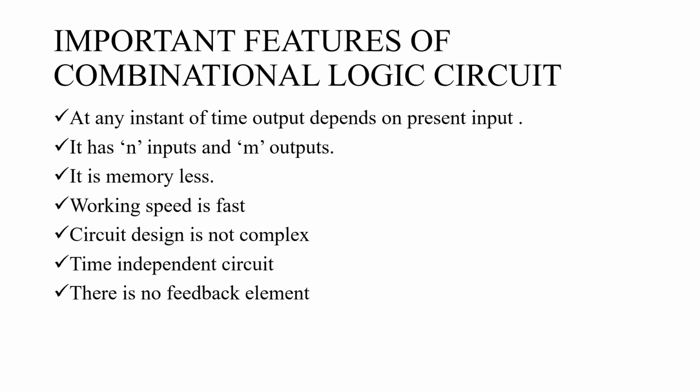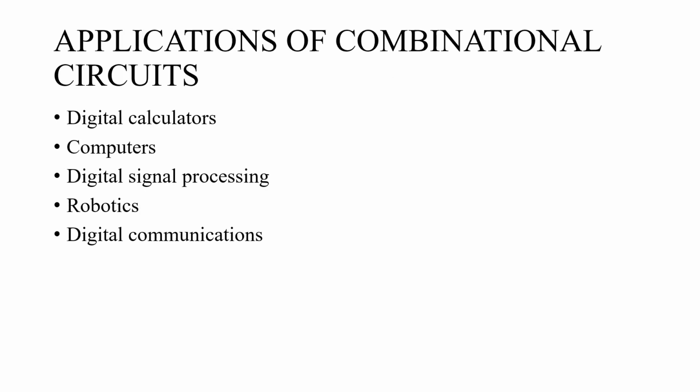So there are some important features of combinational logic circuits. At any particular instant of time, the output only depends on the present input, which we have also seen in the previous slide of the block diagram. So there are n inputs and m outputs. There is no requirement of memory as there is no storage over here. The working speed of this circuit is fast because there is no feedback. Due to the absence of feedback, the circuit design is also not very complex, and it is also a time independent circuit because it only depends on the present values of the input.